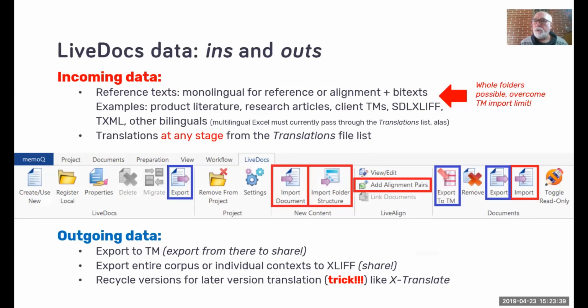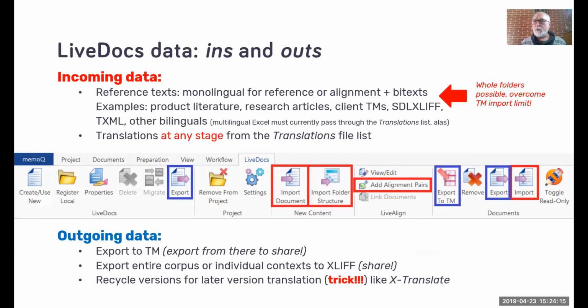Another type of data you can send in would be translations from your translation. And you can do that at any stage of the translation. So basically you can save a snapshot of your translation at some stage and go back to it later. There's other ways to do that using other features, but for some people, this may be particularly useful, and especially if you want to share this with somebody who's not using memoQ, that might be a helpful thing to do.